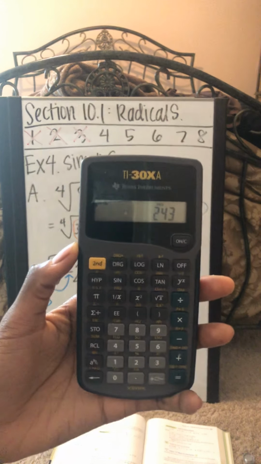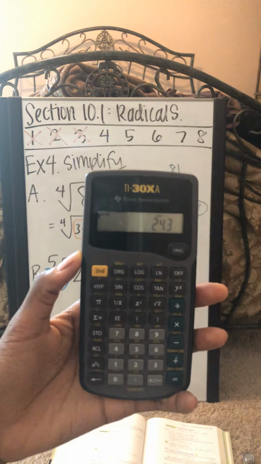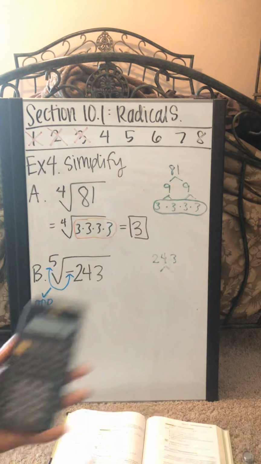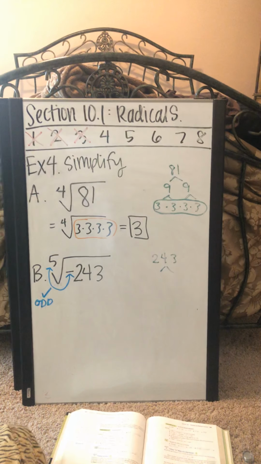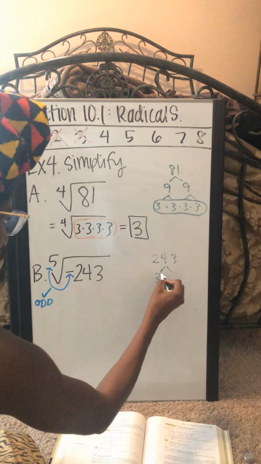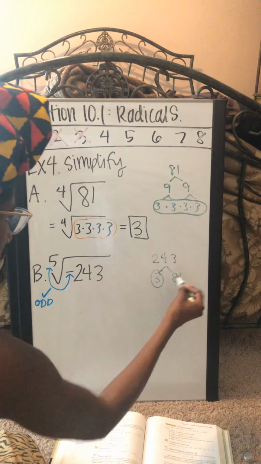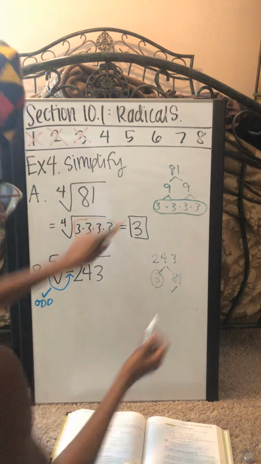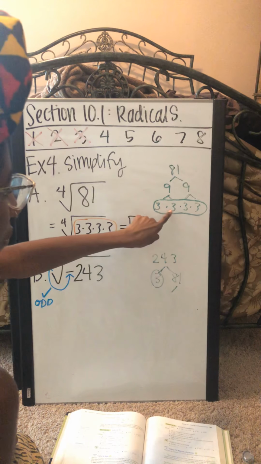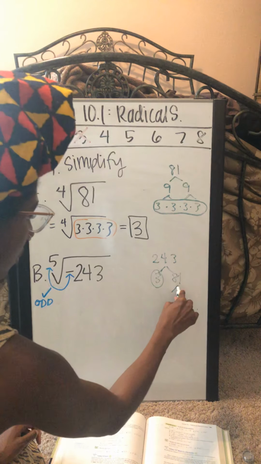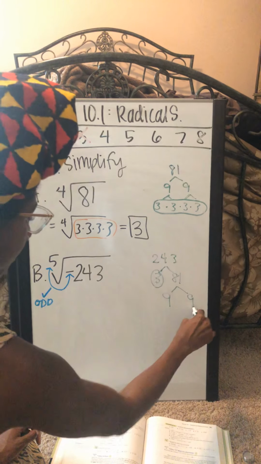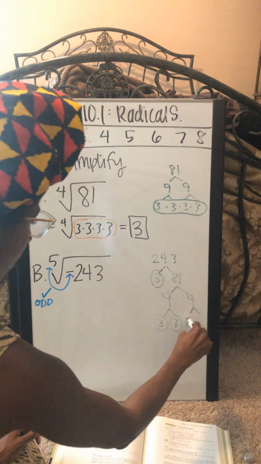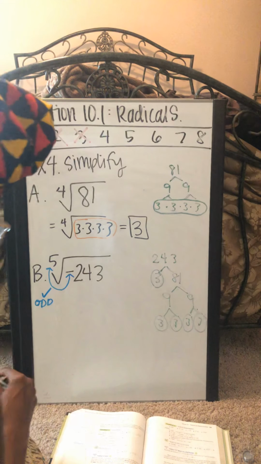I know it won't divide by 2 because it ends in an odd number. So I'm going to divide it by 3 first and see what happens. And I got something, 81. So that's a great start, okay? So we have 3 times 81. Since 3 can't break down anymore, I circle it. 81, we already know breaks into 3, 3, 3, 3, okay? But I'm going to just do it again. So we have 9 and 9, and 9 breaks into 3, 3, 3, and 3.